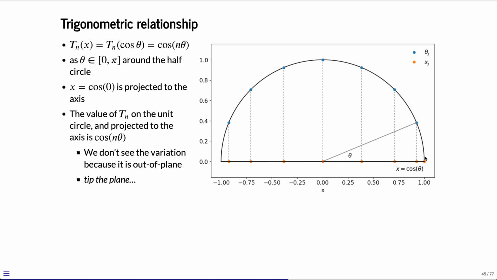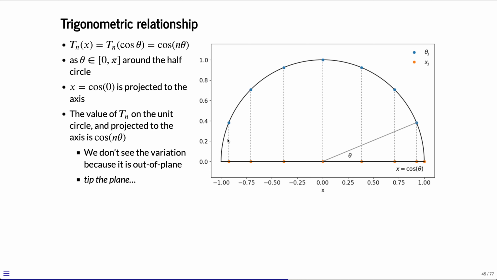The actual value of the polynomial is cosine of n theta. So as we go from 0 to pi, we're going to have effectively n over 2 full waves that are going to vary on this circle. If we were to color this, -1 is blue and +1 is red, then you're going to have oscillations between blue and red along this line.